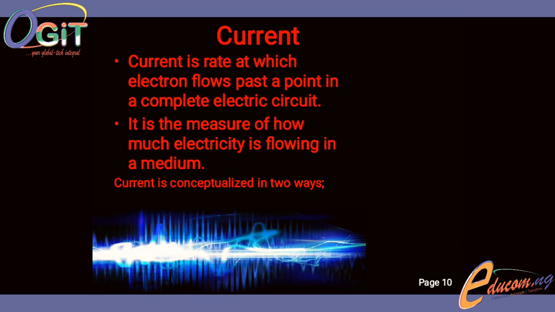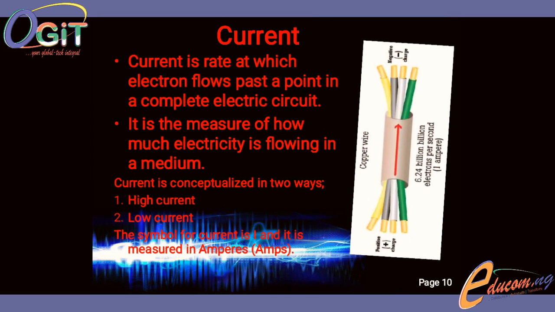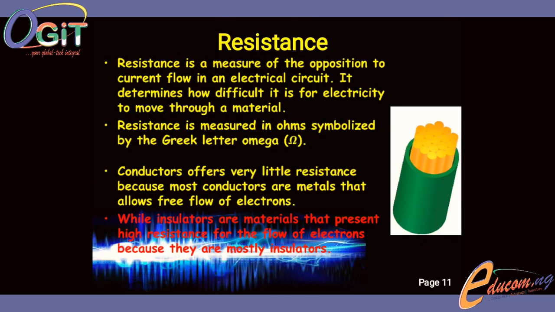Current is conceptualized in two ways. What are those two ways? High current and no current. I'm very sure you have heard about that before, when you ask, are we having high current or low current? That is the basis. The symbol for current is I and it is measured in amperes, amps. A good structure explaining a copper wire as a means through which current flows, having a positive terminal and a negative end.